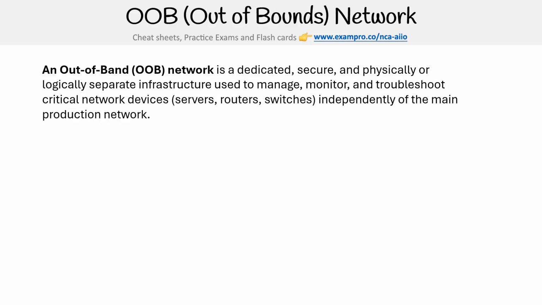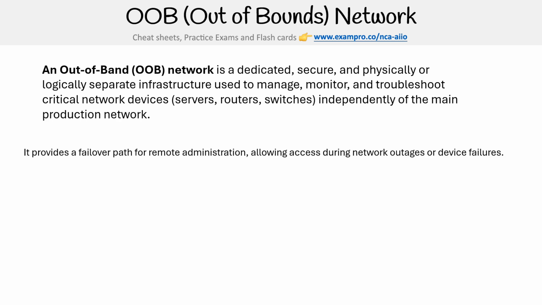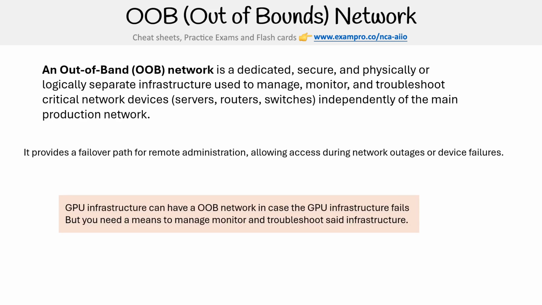This one looks a lot like out of memory, but this is out-of-band network. So an out-of-band network is a dedicated, secure, or physically or logically separated infrastructure used to manage, monitor, and troubleshoot critical network devices independently of the main production network. Sounds useful, right? It provides a failover path for remote administrators, allowing access during network outages or device failures. So with GPU infrastructure, you can have an out-of-band network in case the GPU infrastructure fails, but you need a means to manage, monitor, and troubleshoot said infrastructure.